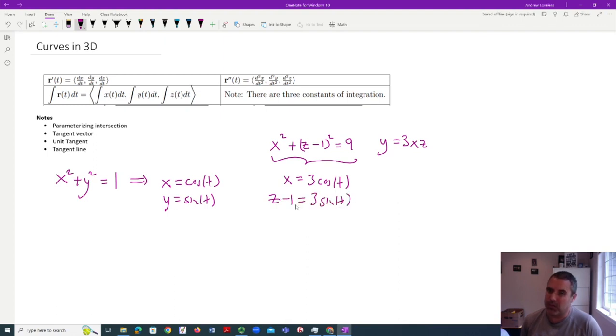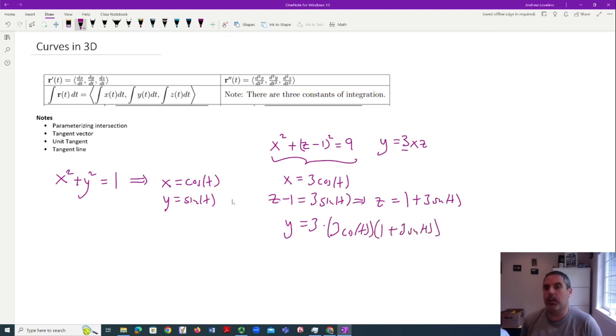So if there's a circle, use that. And then you would need to rearrange. This is z equals 1 plus 3 sine of t. And you would say y is 3 times x, which is 3 cosine of t, times z, which is 1 plus 3 sine of t. So that's parameterizing, is the idea. If there's a circle, parameterize a circle, and then substitute into the other to get the equation. Sometimes we ask, I had something like this on exam 2.